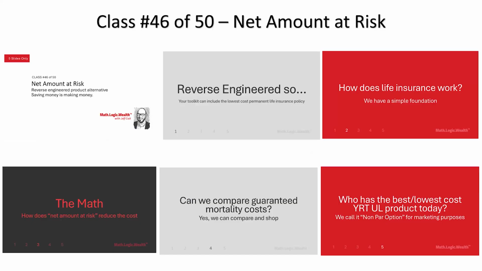So that was it for today. I hope you enjoyed it. Class 46 of 50. We're getting near the end. This was called Net Amount at Risk. And each week I show you the 5 most important things I wanted you to know today about how we reverse engineer products and how it fits into a life insurance design, and what the math tells us about net amount at risk, and how we can compare mortality across the market. And finally, who has the best product.